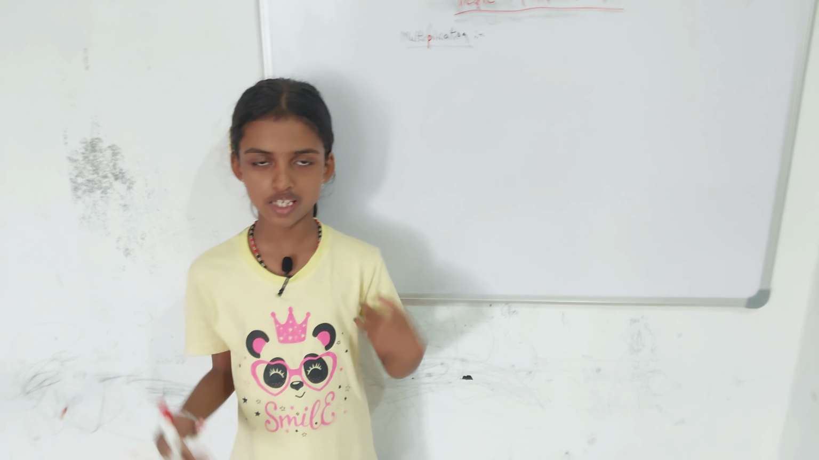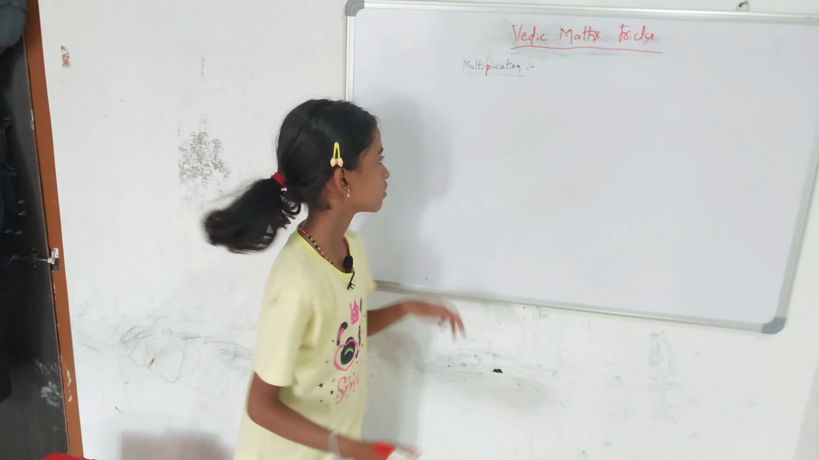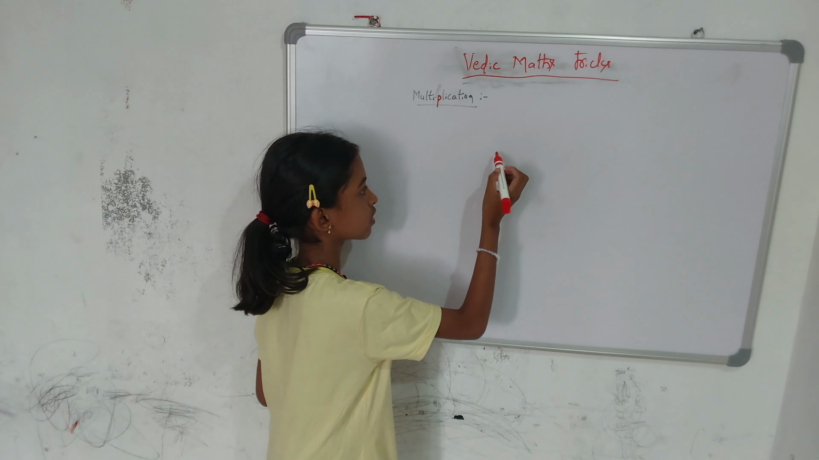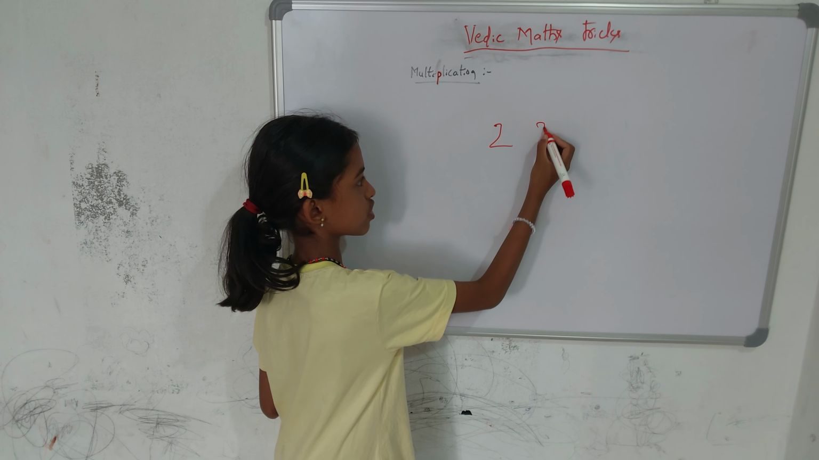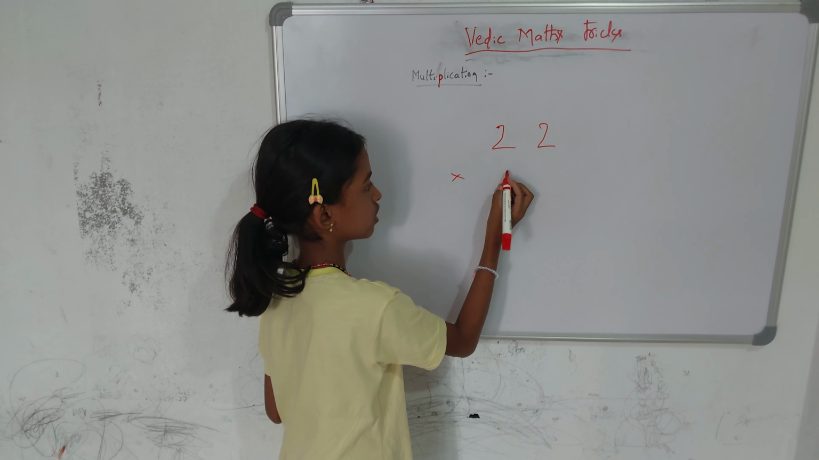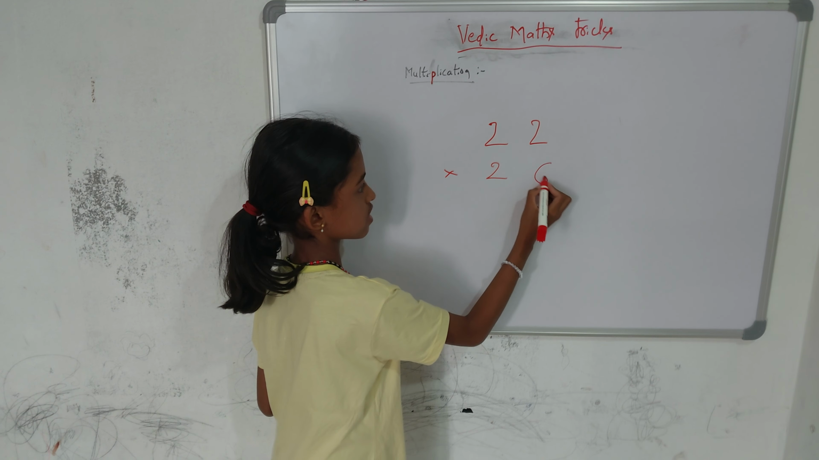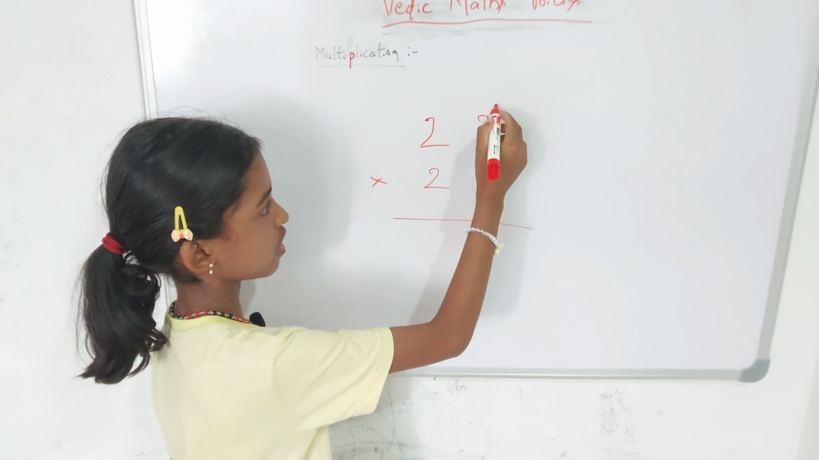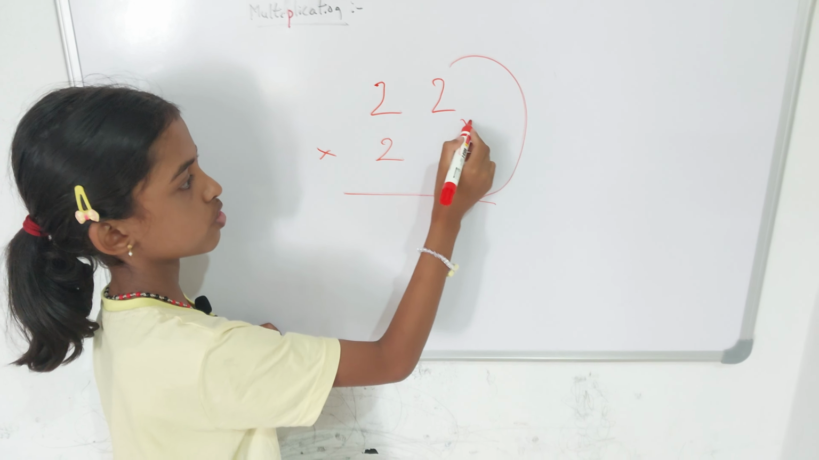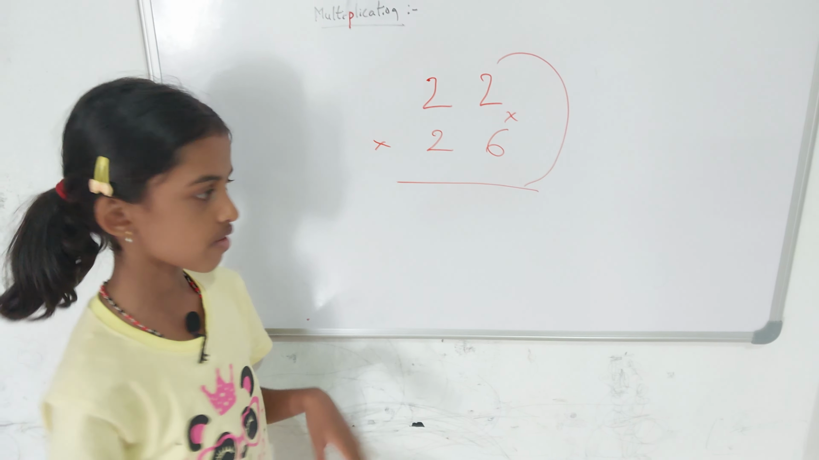Now I will explain the trick number 2. The question: 22 into 26. Now multiply 6 into 2. 6 ones are 6, 6 2s are 12.